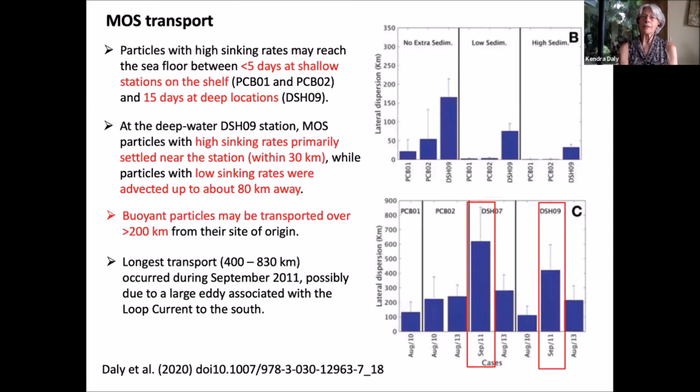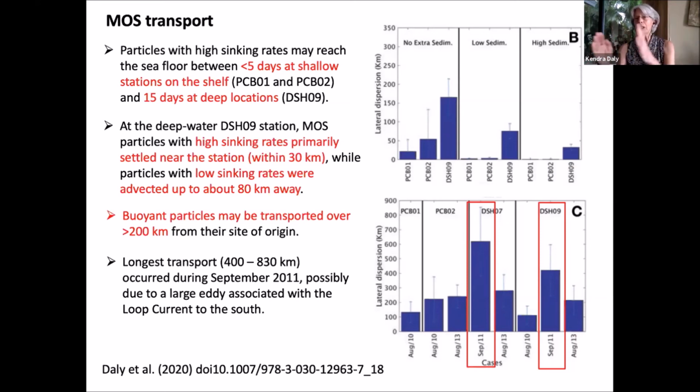And what we found was that for high particle sinking rates, they could reach the seafloor within about 5 days on the shelf. So at 25 to 50 meters depth, they could very rapidly sink to the seafloor. At the deeper stations at more than 2,000 meters, it took about 15 days to reach the seafloor.